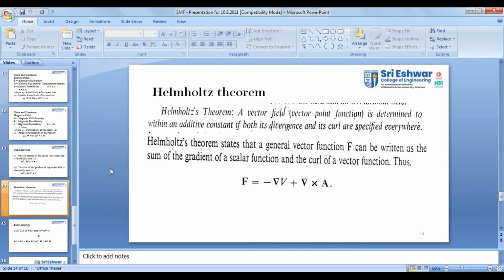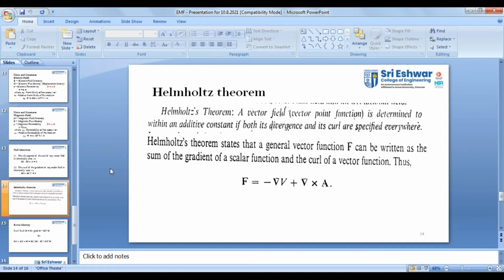V is a scalar function, so F, the general vector function of any vector, is the sum of the gradient of a scalar function and the curl of a vector function. We got it? A is any vector. To that particular A, we have to take the curl. Along with this, we have to add the gradient of a scalar function.